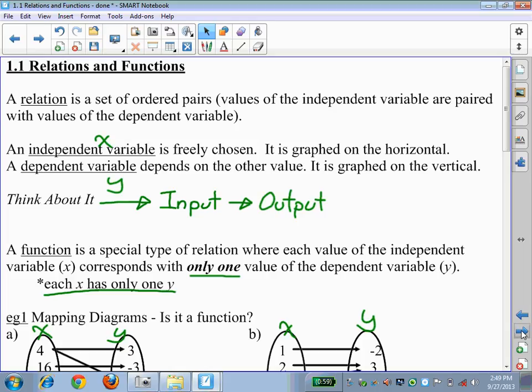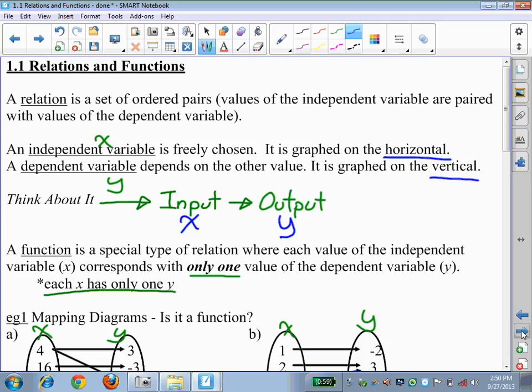A relation is a set of ordered pairs where the values that are independent are paired with the values that are dependent. Okay? The independent variable, which we usually call x, is freely chosen. So in the past, you probably chose -2, -1, 0, 1, 2. It is graphed on the horizontal. Whereas the dependent variable, which depends on your x, is graphed on the vertical. You may have remembered from grade 9 or grade 10, the input is x, and you input x into the equation to get your output, which is y.